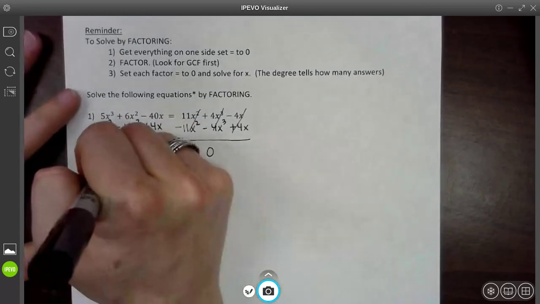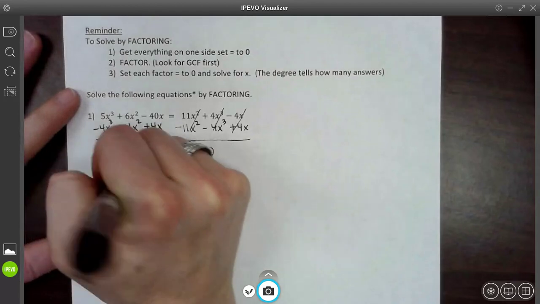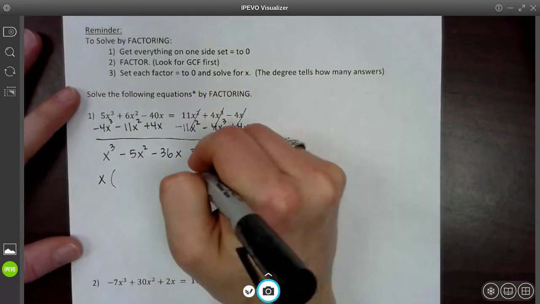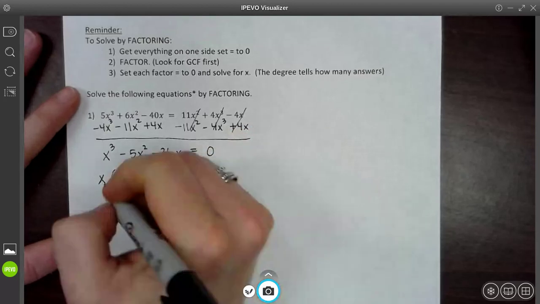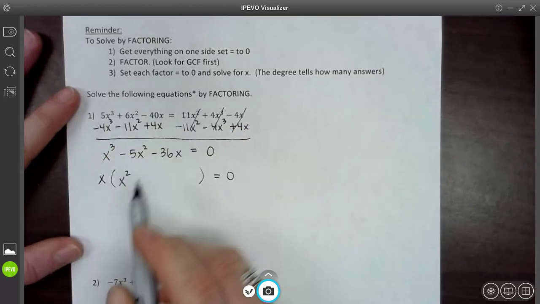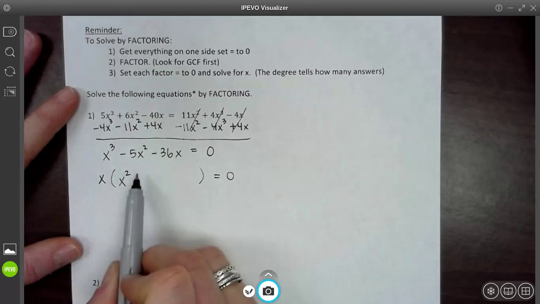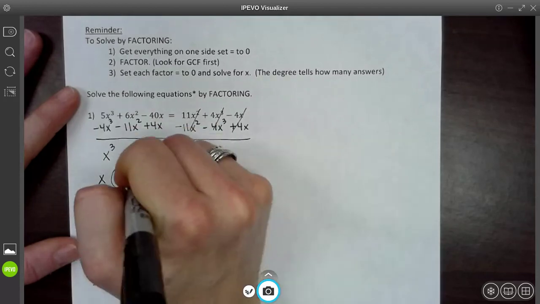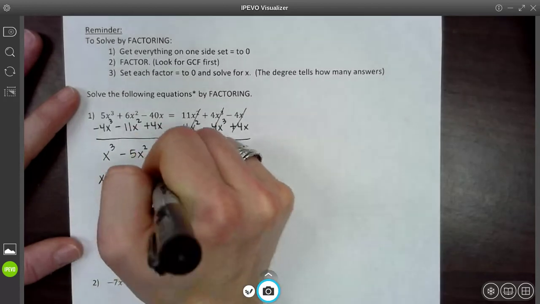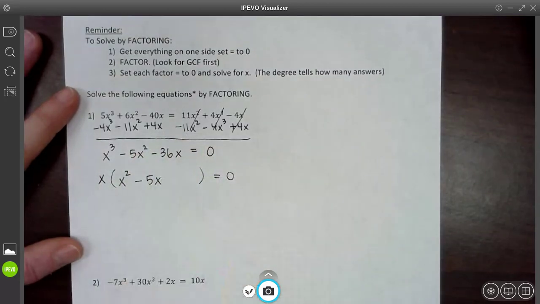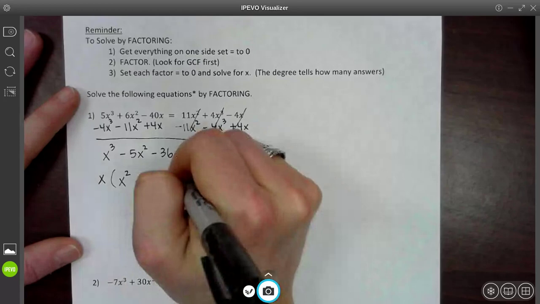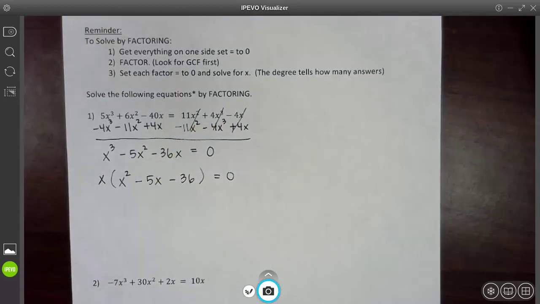So we're going to factor one of those x's that they all have in common out. And then what expression is it going to leave us with? Well, x times what gets me back to x to the third? x squared. x times what gets me back to negative 5x squared? Negative 5x. And then x times what gets me back to negative 36x's? Negative 36. So now we look a little bit more normal.